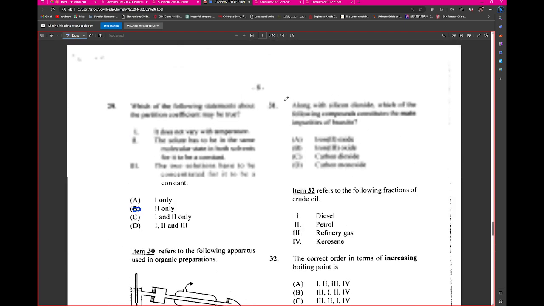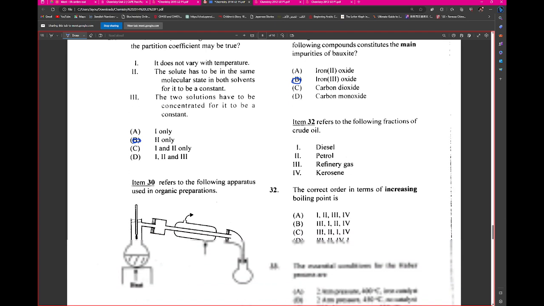So let's look at 31, right? Along with silicon dioxide, which of the following compounds constitute the main impurities of bauxite? It would be iron 3 or iron 2 oxide. Wait, which one is the red one? I think it is A. Alright. So we have the iron 3 oxide red? Wait, the iron 3 ion is red. Iron 2 is green. Let's remember the color; the iron 3 oxide gives the bauxite the red color. Okay.